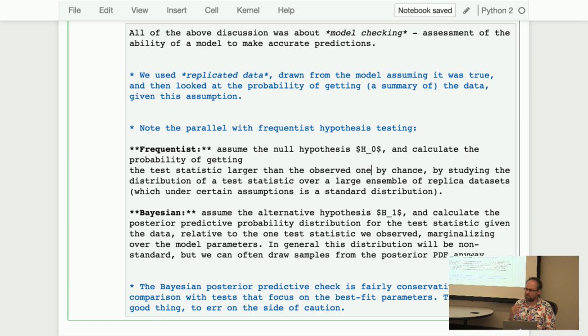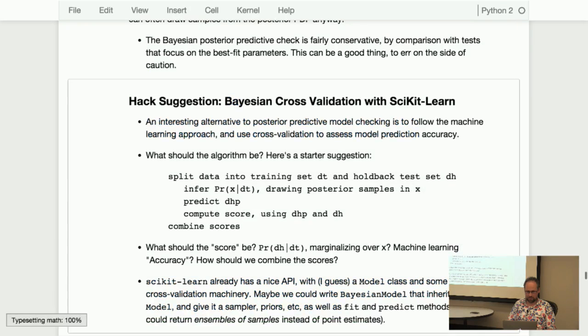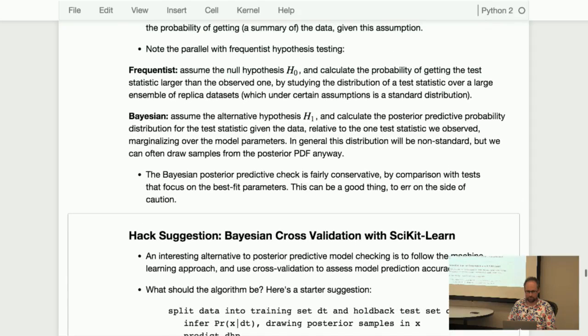It's so hard for me to write down frequentist statements because I think like a Bayesian. You're just not used to it. I mean, you're not going to compare test statistics to a probability. I don't know what I'm saying. It's also hard for me to do things live. Have I got it right now? Calculate the probability of getting the test statistic larger than the observed one by studying the distribution of a test statistic. How's that? Yeah, I mean, it's fine.